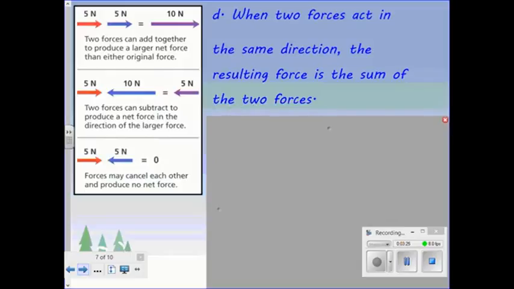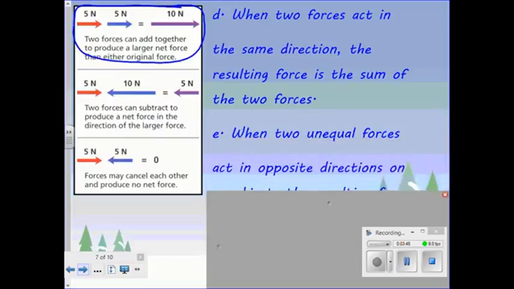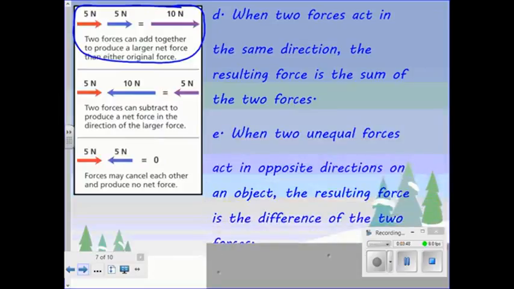So when two forces act in the same direction, the resulting force, the net force, is the sum of the two forces. You add them together. But if the forces act in opposite directions, you don't add them, you subtract them. Therefore, you are getting the difference between the forces. So again, that top one, 5 newtons to the right and 5 newtons to the right, gives you a net force of 10 newtons to the right. You add those together.